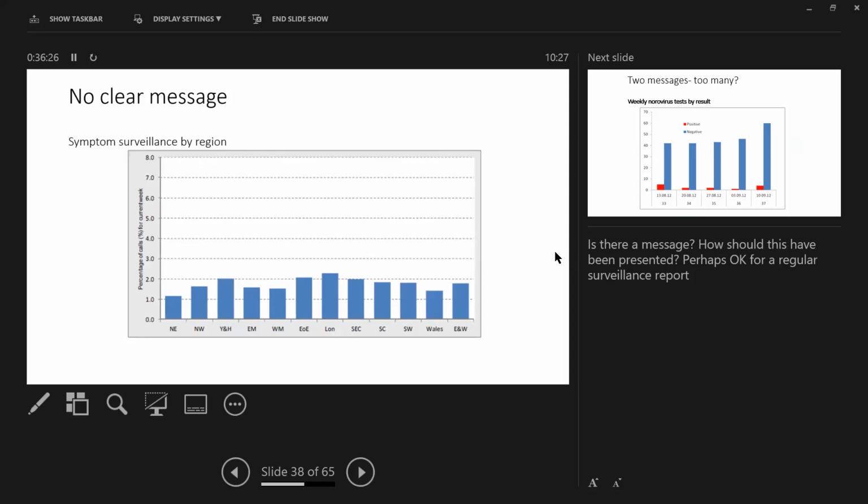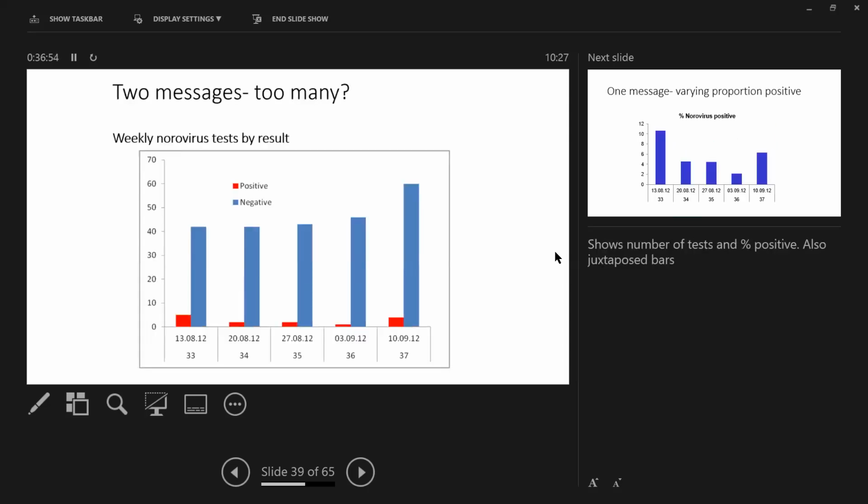So here's an example. Simple symptom surveillance by region. Okay, what is the message there? There's no message. It's not an interesting graph. It's equal. So maybe your message is, there were no real differences by region in the proportion of cases. You don't need a graph for that. You could write one line in your manuscript. Okay, it's not that informative.